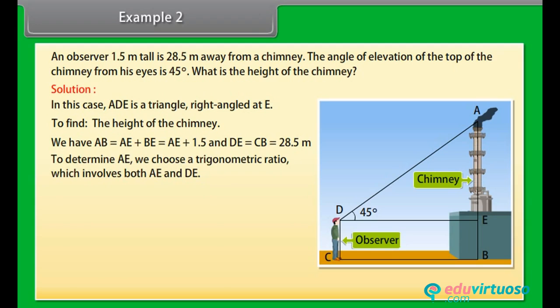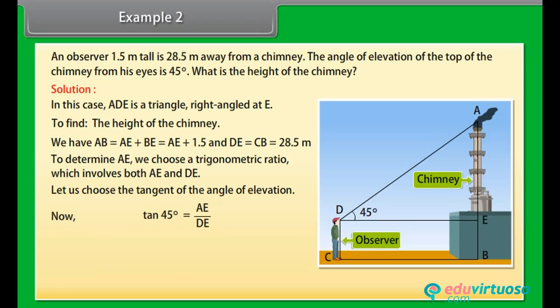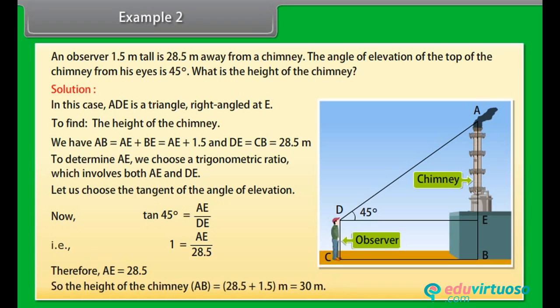To determine AE, we choose a trigonometric ratio which involves both AE and DE. Let us choose the tangent of the angle of elevation. Now tan 45 degree equals to AE upon DE, that is, 1 is equal to AE upon 28.5. Therefore, AE is equal to 28.5. So the height of the chimney AB is equal to 28.5 plus 1.5 meter, which equals 30 meter.